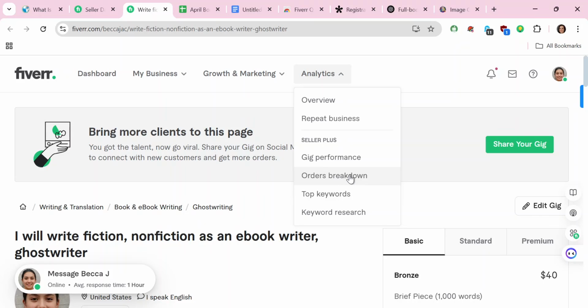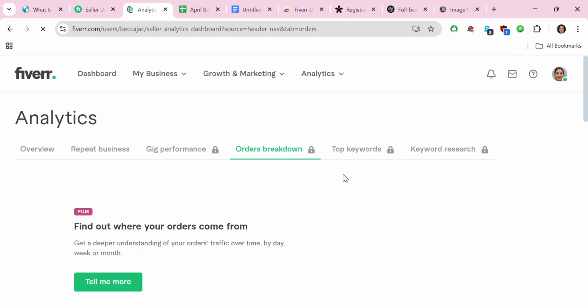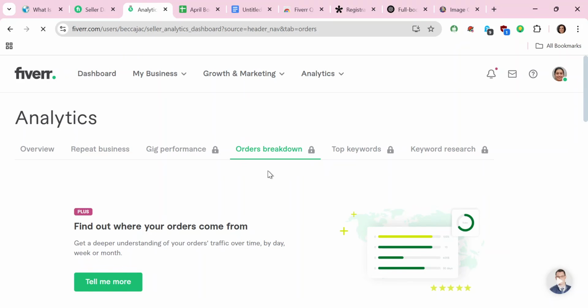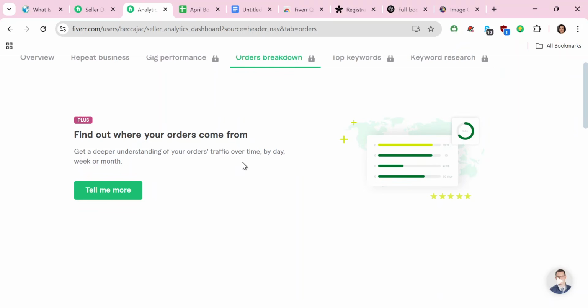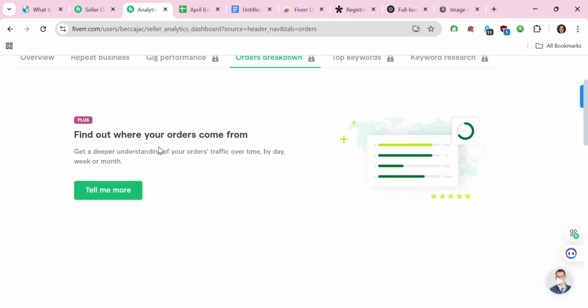But the truth is that it's for Sellers Plus. It's for the premium version of Fiverr for sellers, which means you have to be paying a monthly subscription of $19 a month. This tells us the orders traffic, and you can arrange it by time, day, or month.